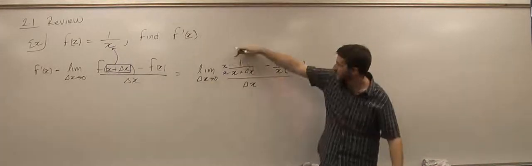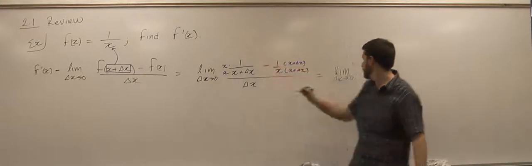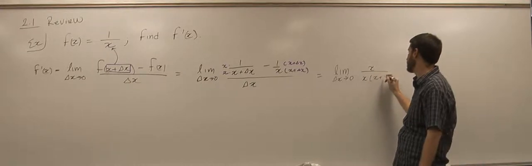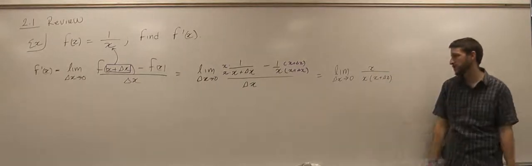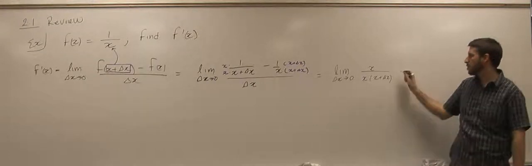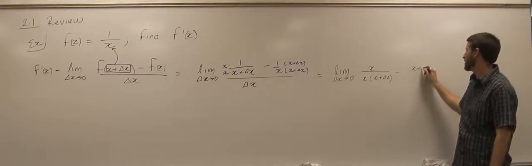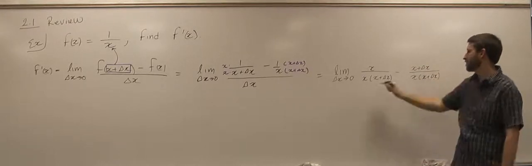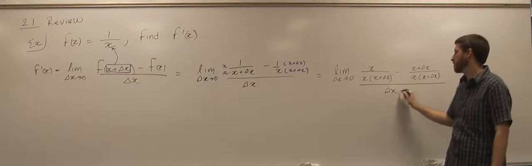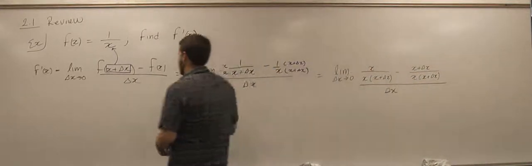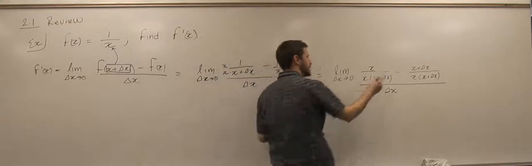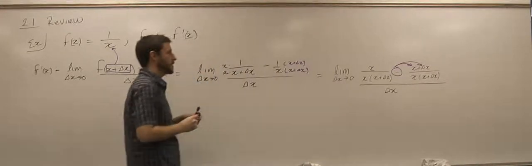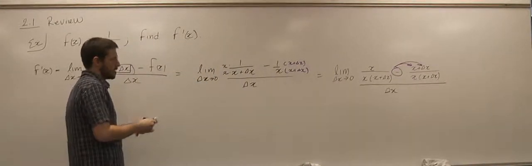Limit as delta x goes to 0. This guy is going to give you an x on top. So x over, I wouldn't multiply out the denominator. There's just no need. Minus the entire fraction x plus delta x over x times x plus delta x, all over delta x. Now, you have to be a little bit careful here because this negative is going to go to both of those. So you got to watch that. That's a common mistake.